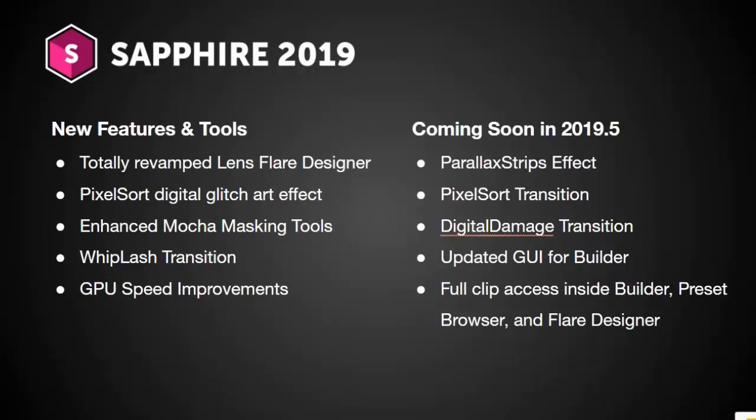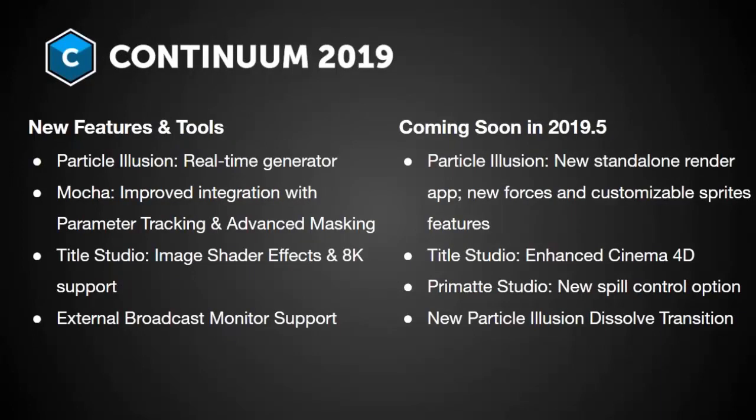and Flare Designer. In Continuum 19, we've added Particle Illusion, which is a real-time particle generator. Mocha has improved integration with parameter tracking and advanced tracking masking tools. Title Studio has added new image shader effects and 8K support, and we've also added external broadcast monitor support. And coming soon in 2019, which will be released later this summer, is Particle Illusion will be available as a standalone app. We're also adding new forces and customizable sprites features.